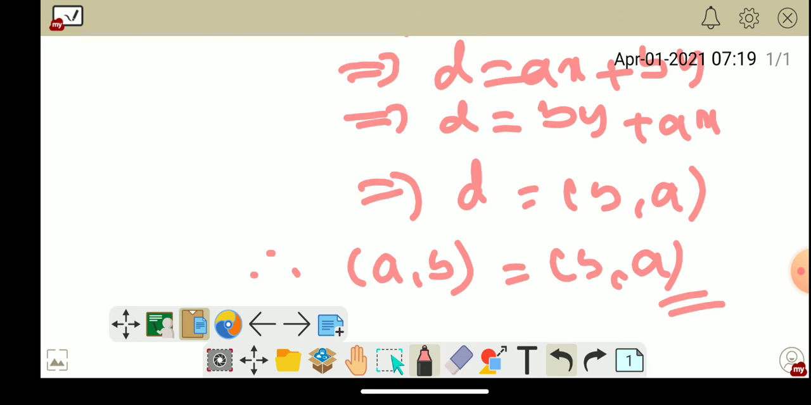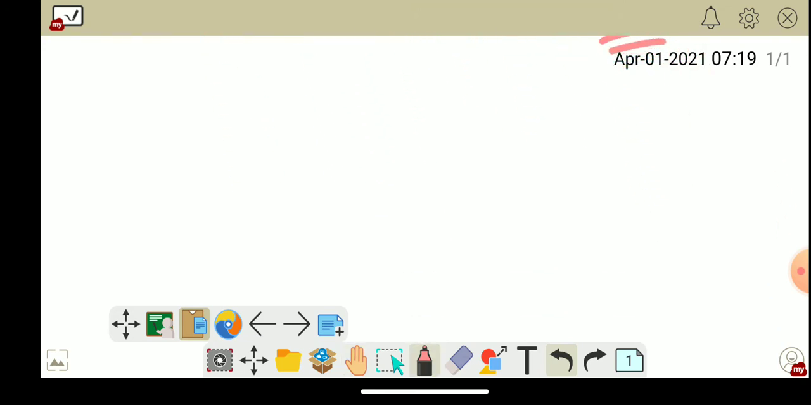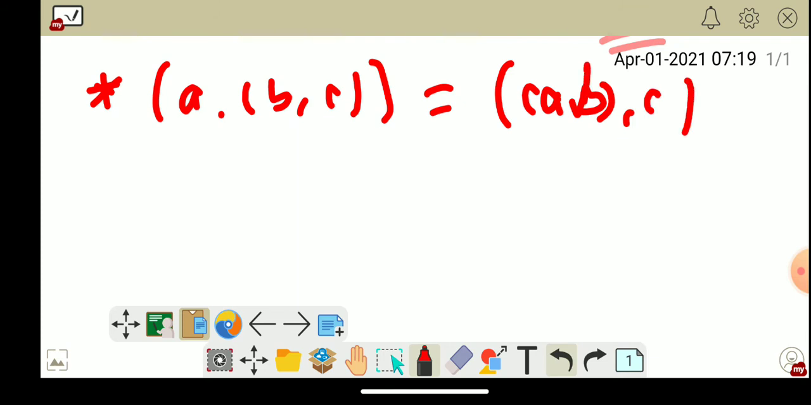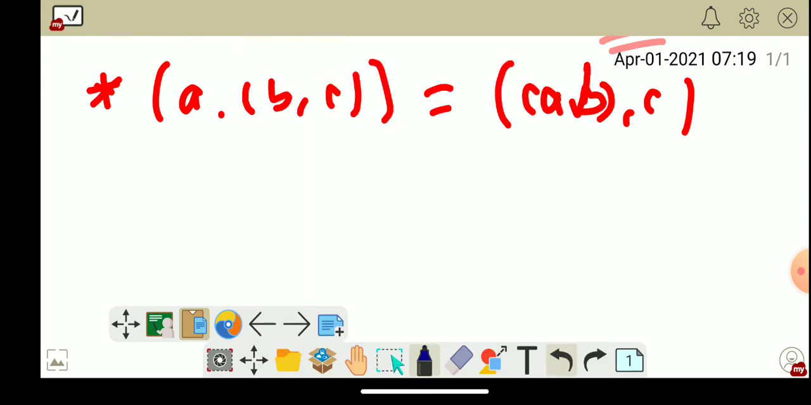And the second property: GCD of (A, (B, C)) equal to GCD of ((A, B), C). We can prove here that GCD of (A, (B, C)) is equal to GCD of ((A, B), C).